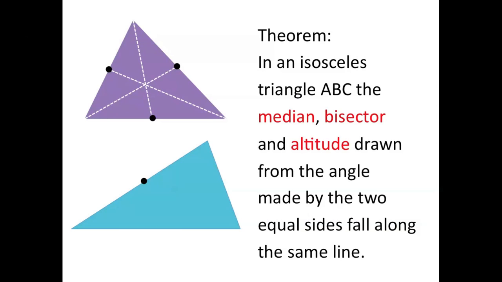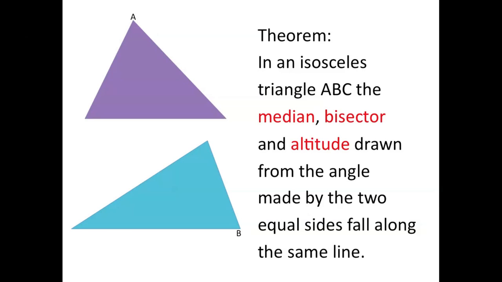Same way, if we find the three midpoints of each side of the blue triangle, and then draw a line from each angle to those midpoints, then we'll get the three medians of the blue triangle. Next is the bisector. A bisector is any line drawn from a vertex that bisects the angle.